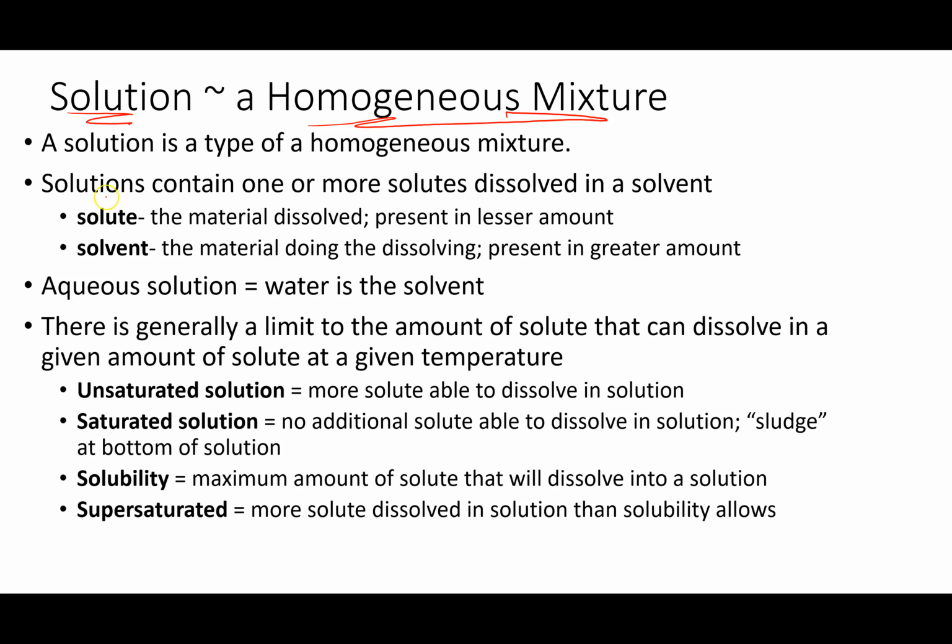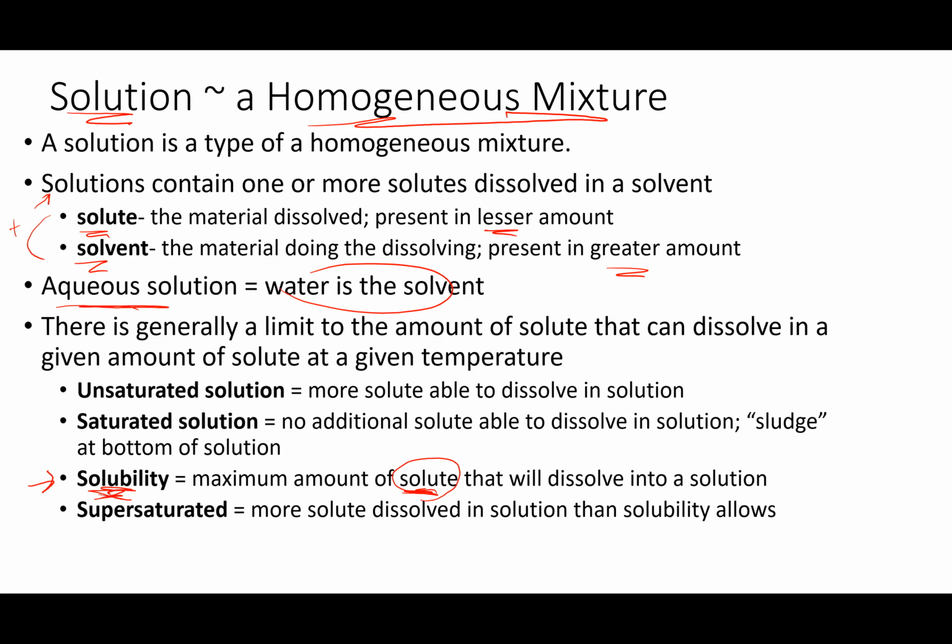In solutions, we have solution is equal to the solute, which is in lesser amount, plus the solvent, which is in greater amount. These two together make your solution. Anytime somebody says I have an aqueous solution, that means water is the solvent. We talked about solubility. We said that if you are going to mix a solute in a solvent, you can actually max out the amount of solute that you've dissolved. If you get a sludge at the bottom, that means you have maxed out. You have overrun your solubility.